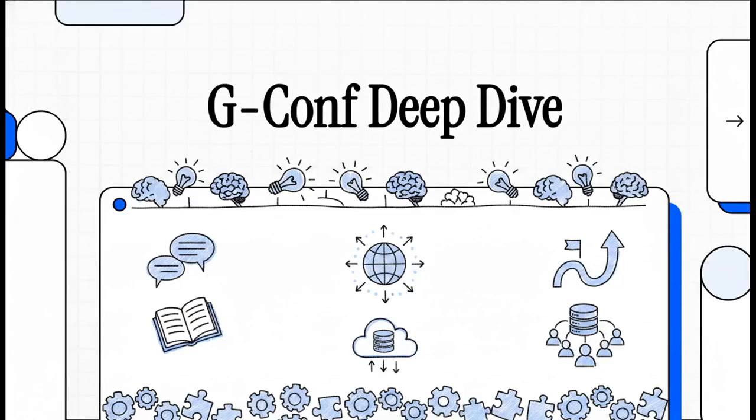Today, we're unpacking something that is quietly revolutionizing how academic communities gather and share knowledge. I mean, if you've ever been involved in managing a conference and literally felt like you were just herding cats, this deep dive into a system called G-conf is going to be right up your alley.